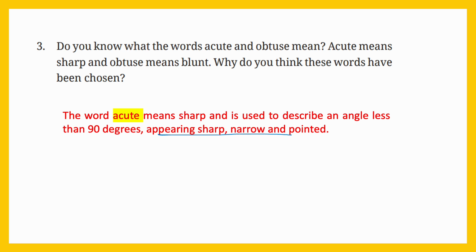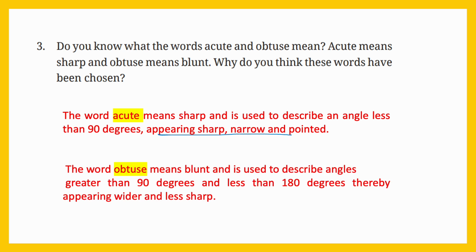Then what about obtuse angles? The word obtuse means blunt and is used to describe angles greater than 90 degrees and less than 180 degrees, thereby appearing wider and less sharp. Obtuse angles appear wider. They are less sharp. So, we use the term obtuse.